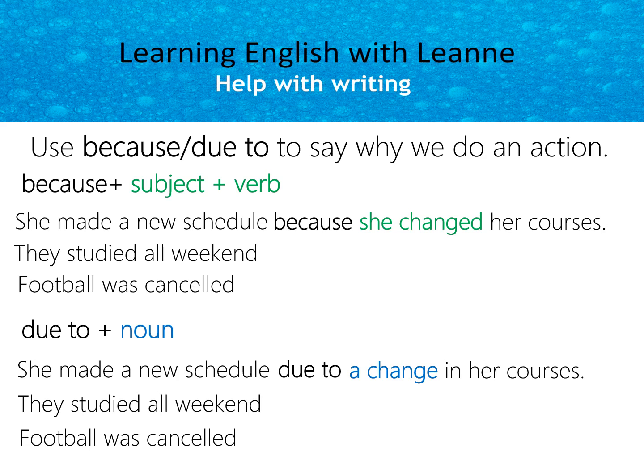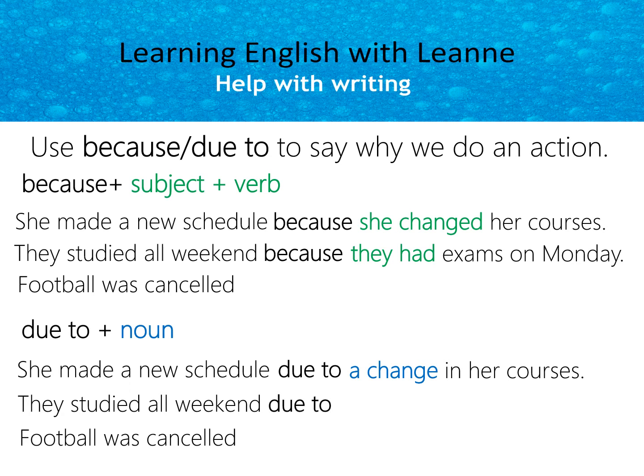Let's do another example. They studied all weekend. We're going to add because, and then we're going to say why did they study all weekend? Because they had exams on Monday. So you can see after because they have a subject, they, and the verb had. When we use due to, they studied all weekend due to plus a noun. Having exams on Monday. Having is a gerund, a noun form.